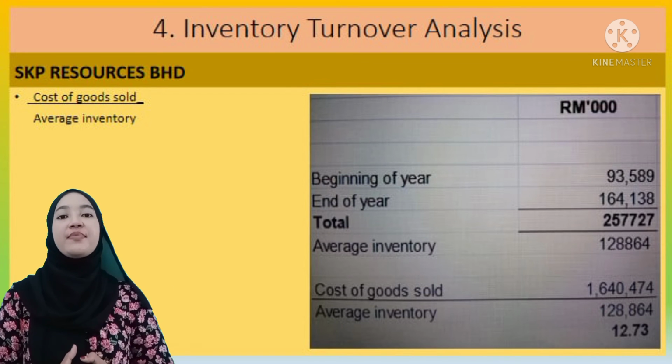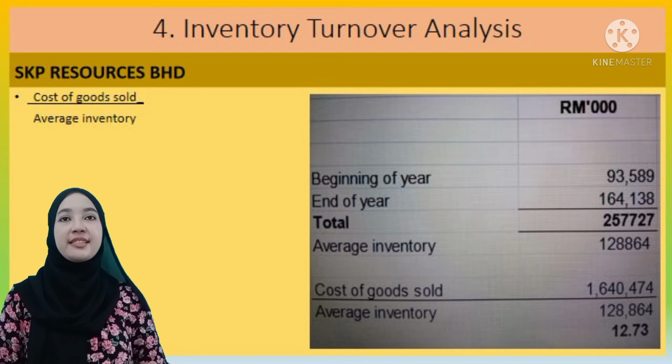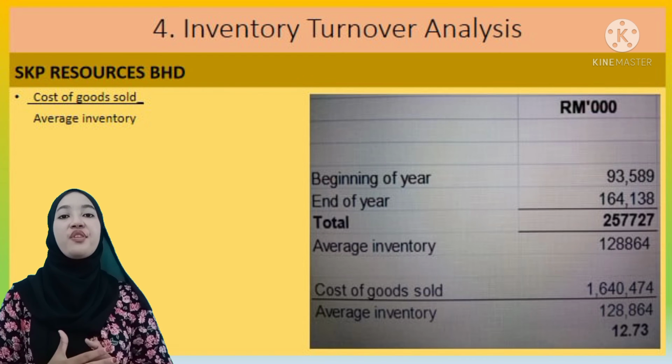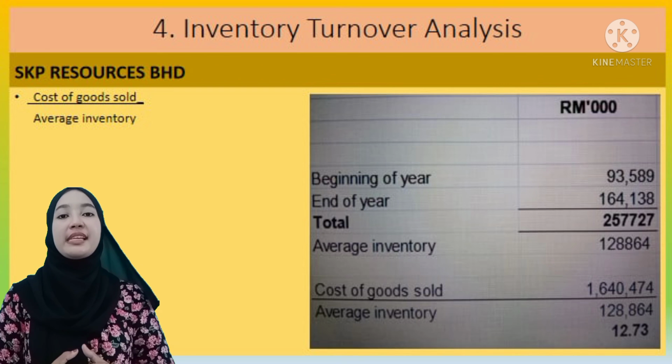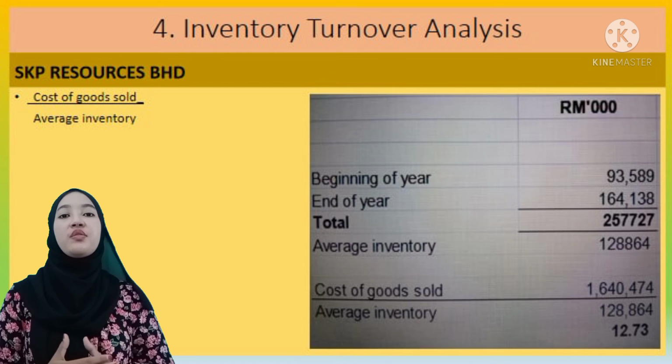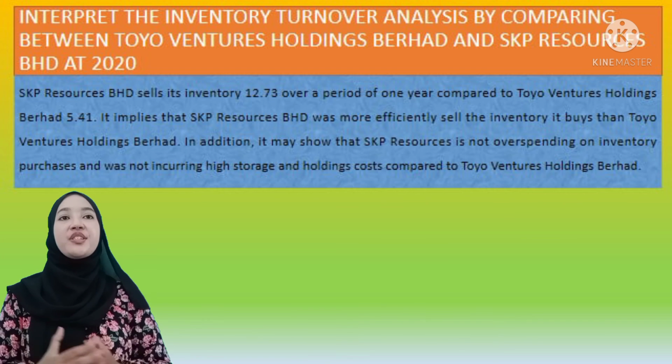Inventory turnover analysis for SKP Resources Berhad. The formula to compute average inventory is beginning of year 93,589,000 plus end of year 164,138,000 equal 257,727,000. 257,727,000 divided by 2 equal 128,864,000. Cost of goods sold equal 1,740,474, get data from annual report 2020 statements of comprehensive income, divided by average inventory 128,864,000 equal 12.73. I will interpret the inventory turnover analysis.